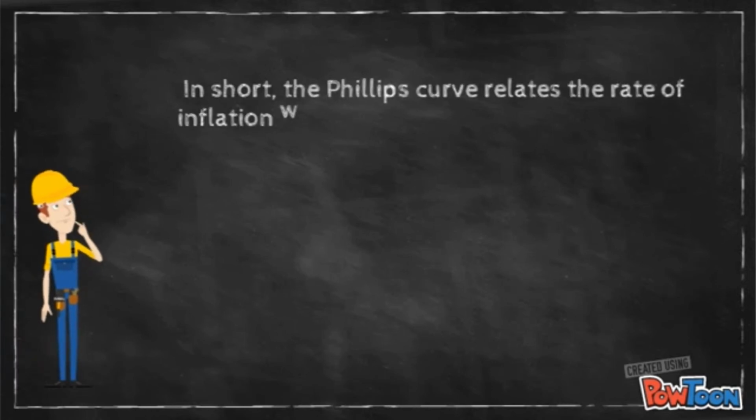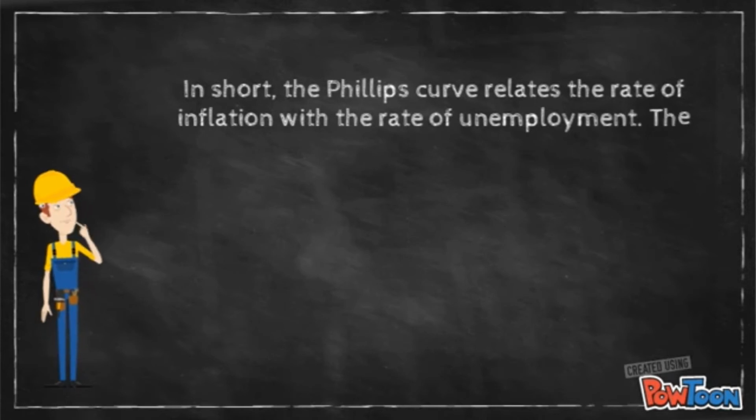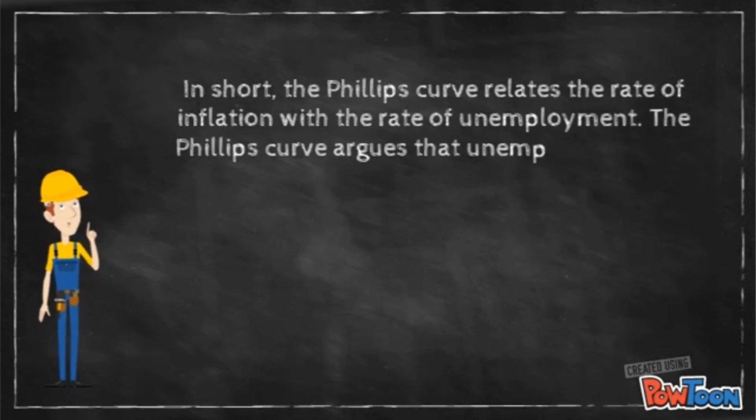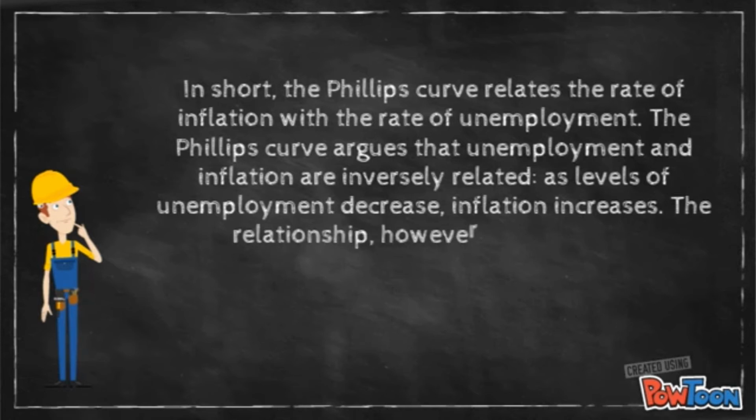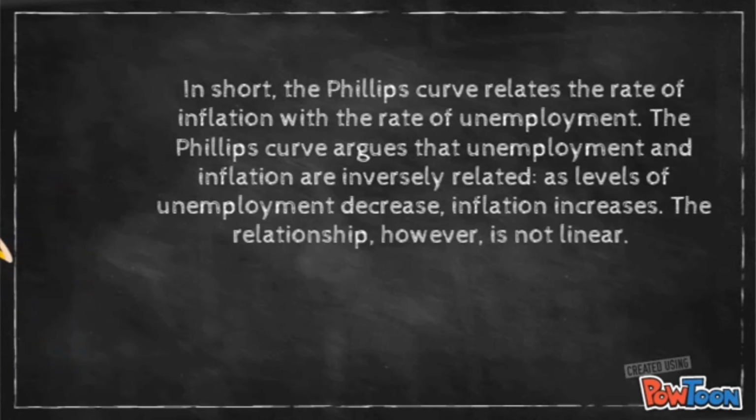In short, the Phillips curve relates the rate of inflation and the rate of unemployment. The Phillips curve argues that unemployment and inflation are inversely related. As levels of unemployment decrease, inflation increases. The relationship, however, is not linear.